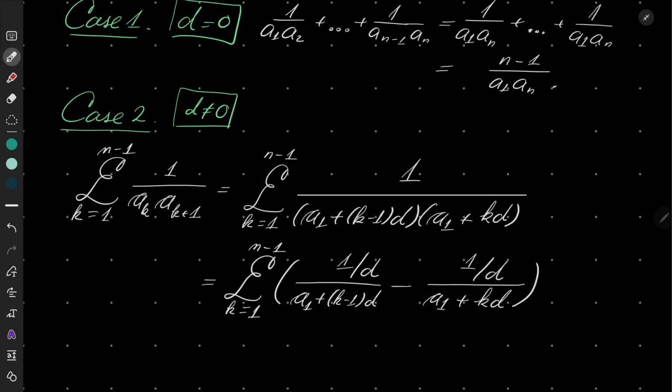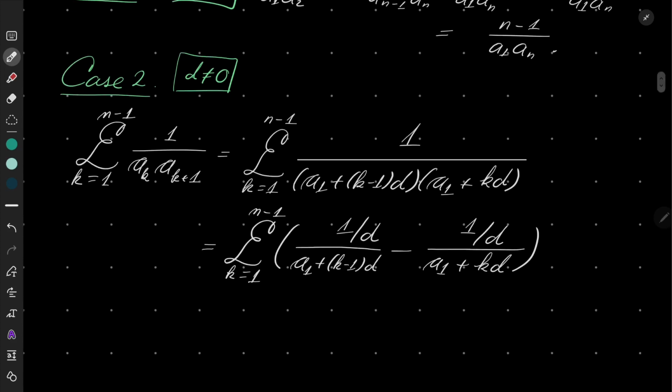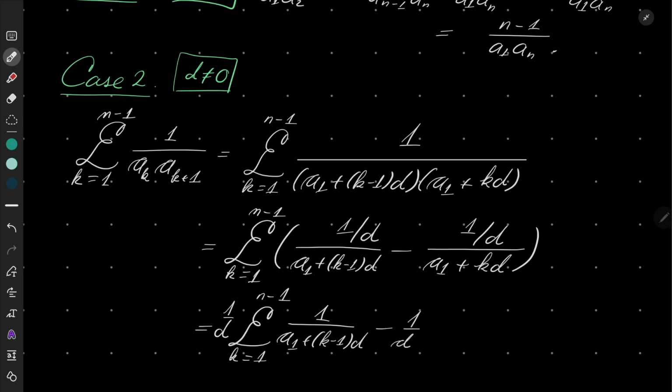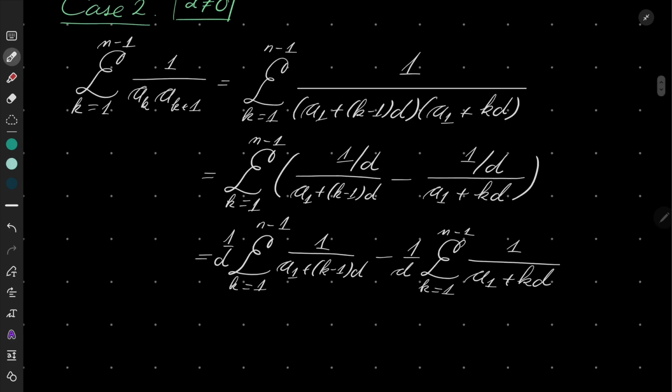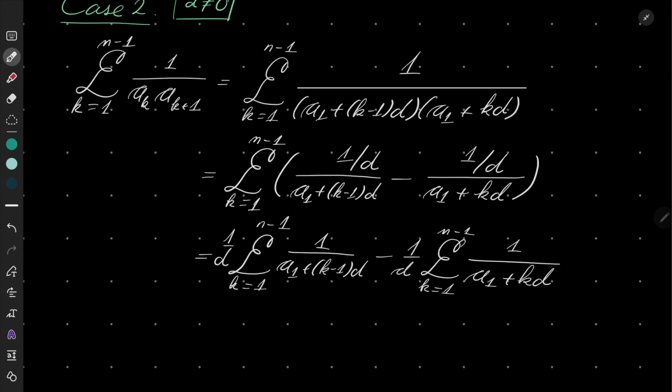And here we see why I split my reasoning into two cases, because this step would be illegal for d equals 0. Now let's write it as two different sums. 1 over d can be put in front of our sum. And likewise, here we also have 1 over a1 plus kd. Look, these sums are very similar.